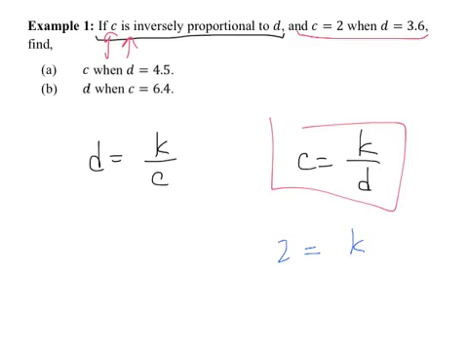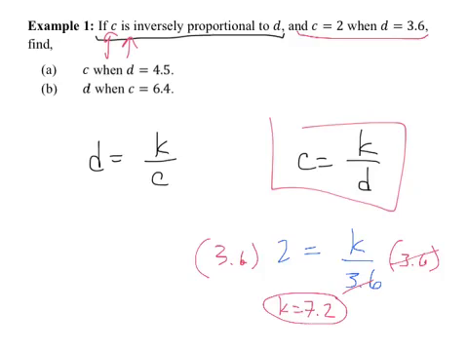Exactly right. All right? So let's multiply both sides by 3.6 to get rid of it. It's currently being divided. Those cancel. We get K equals 7.2. Am I done? I haven't even gotten to part A or B, so I'm clearly not done.